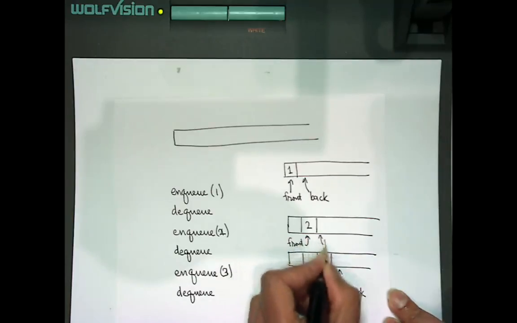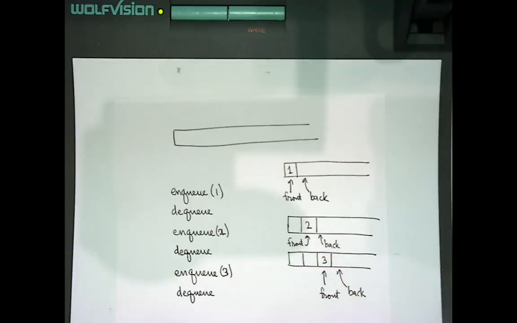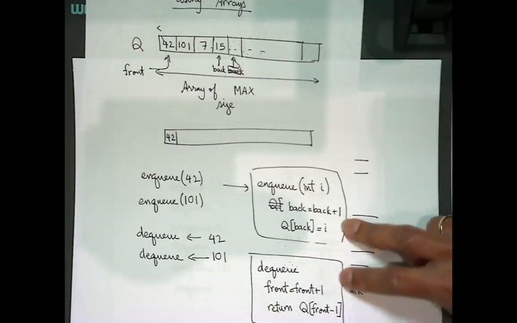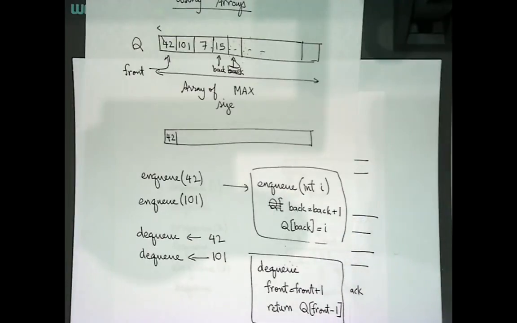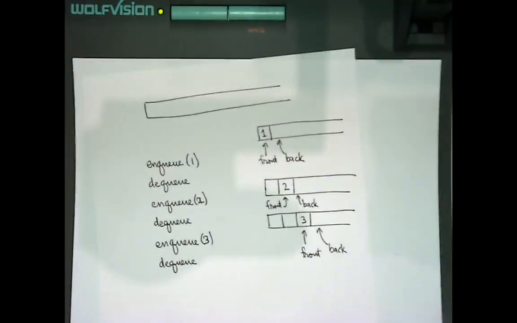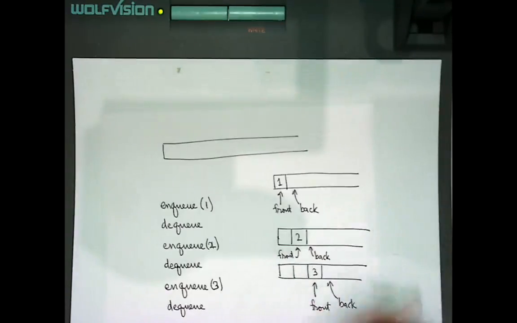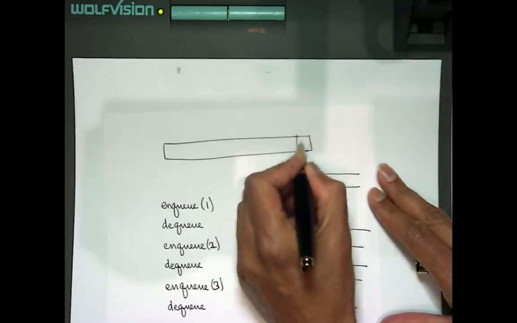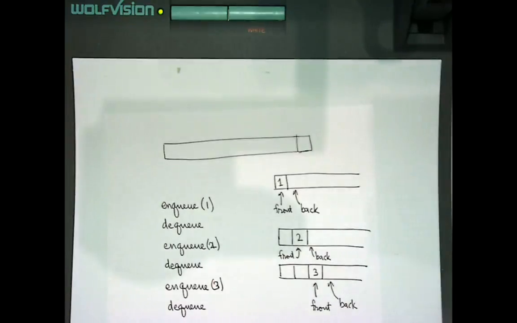Front and back. Because if you observe my code, it only increments the indices, never decreases them. So Q has size 1, but it's going to keep moving in this direction until finally you end up at the end, and then you get some sort of array out of bounds exception.